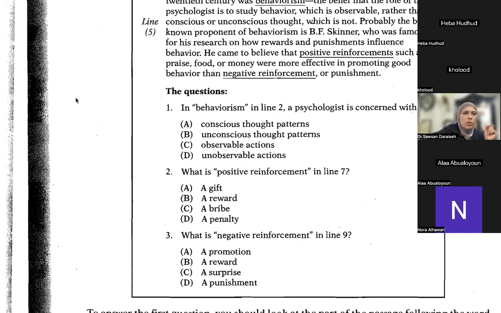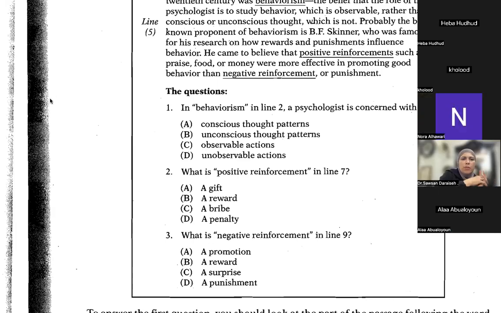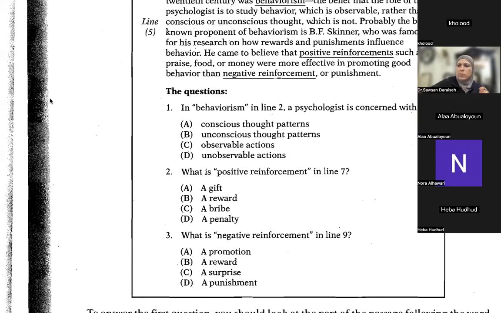Question 3. Who wants to read this question? Dr. Khulud, you want to do this one for us? So what is negative reinforcement in line 9? A promotion, a reward, a surprise, or a punishment? It is a kind of punishment. It is a punishment. All right.